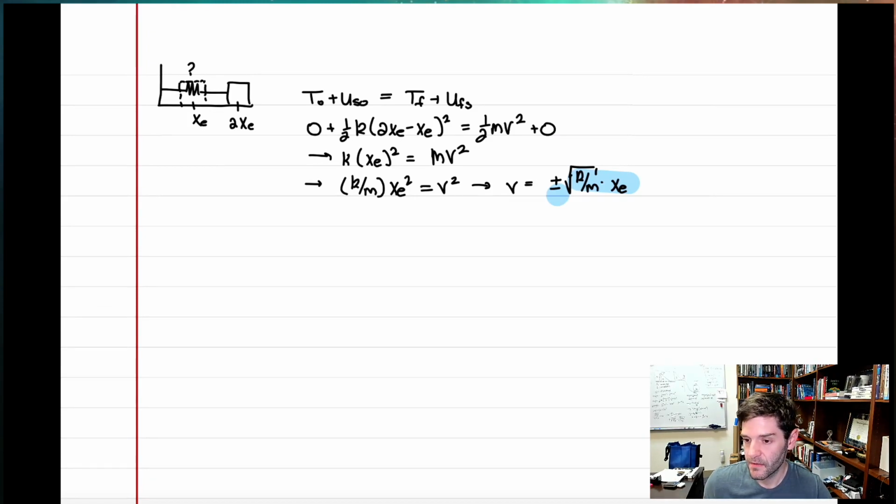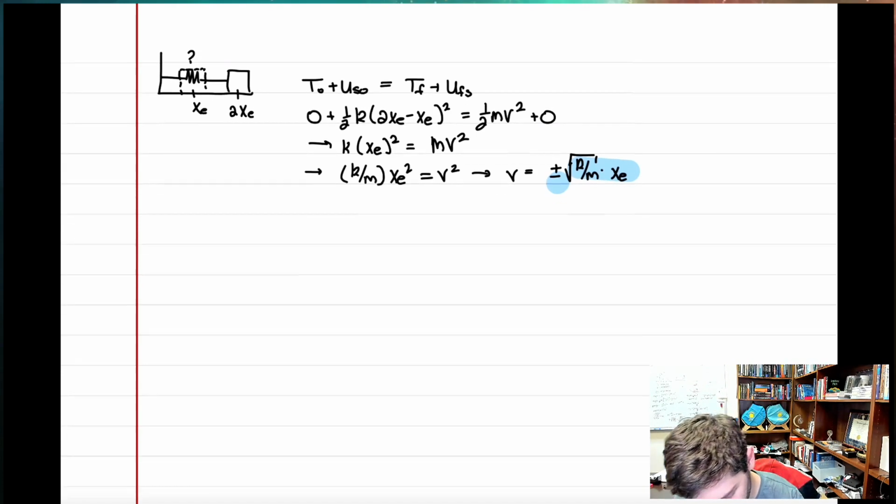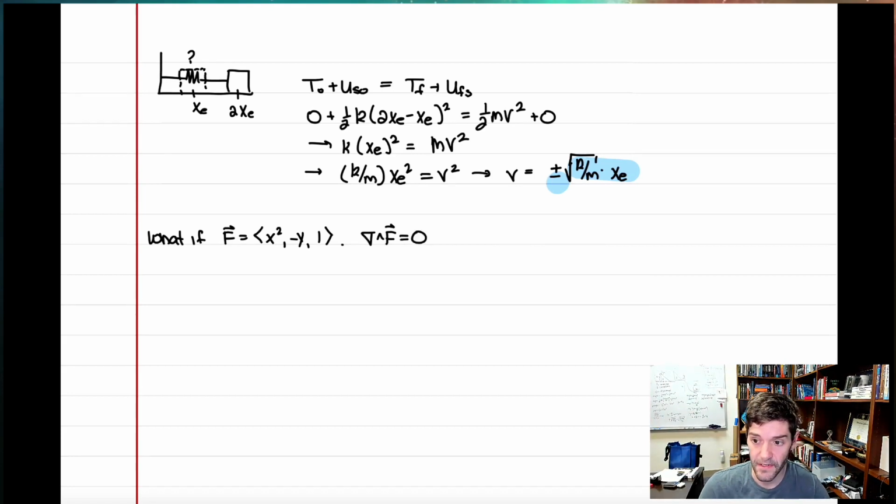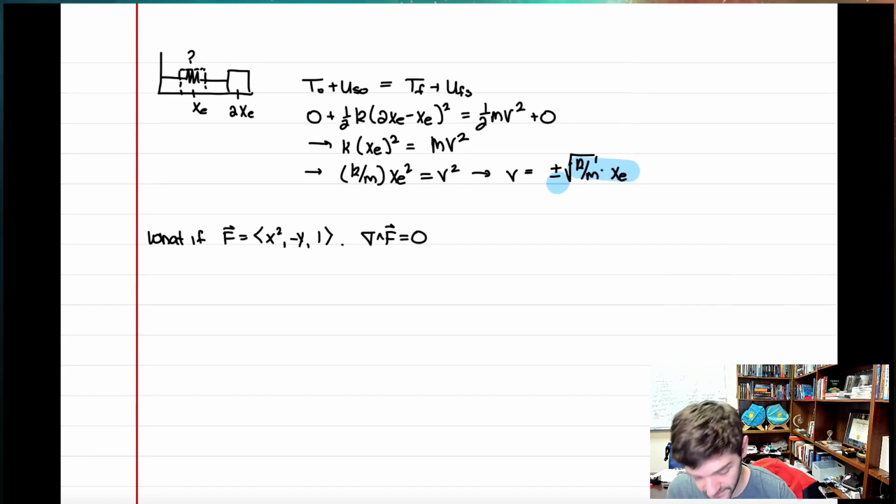Let me do a kind of general function. Let me do it via example. What if I tell you the force is x squared, comma, negative y, comma, 1 in 3D? Is this a conservative force? Well, I'll let you test it out, and you can show that this indeed has a curl equal to 0. So this particular force field is a conservative force field, whatever it is.